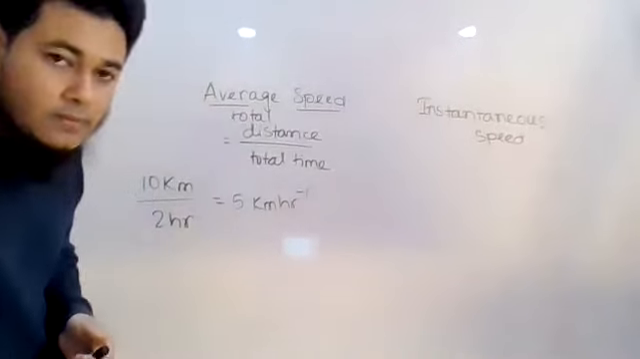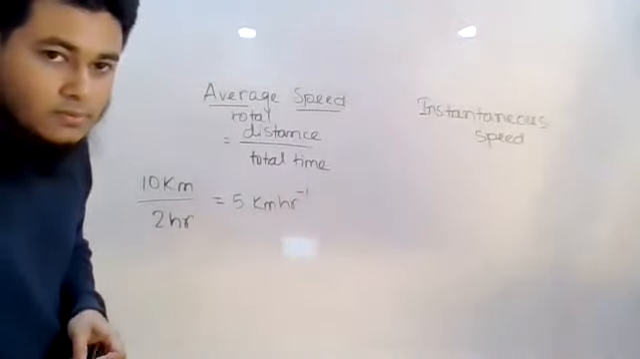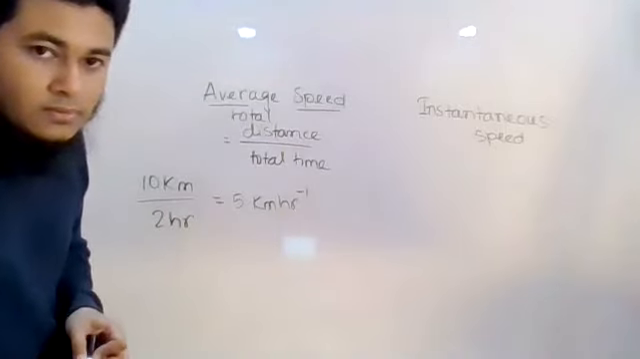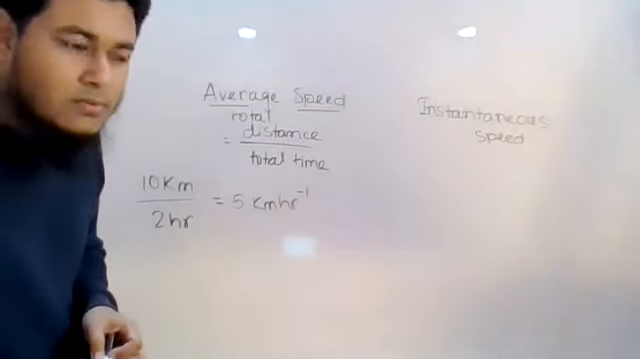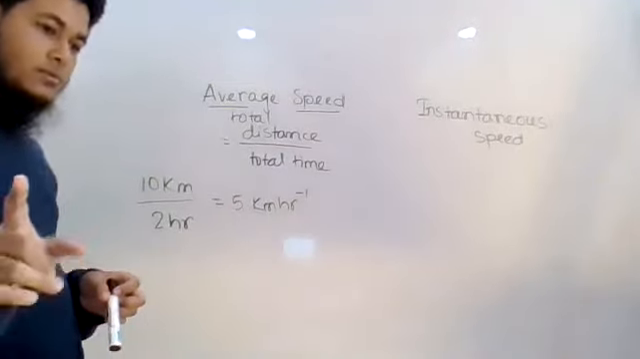I have a question. We have divided 10 kilometers by 2 hours. Then we got 5 kilometers. What is the meaning of the minus one over?